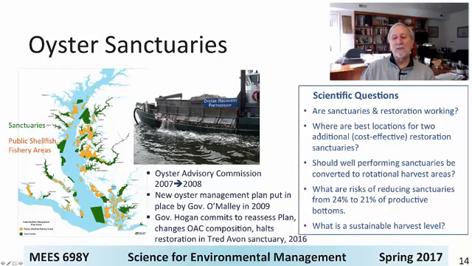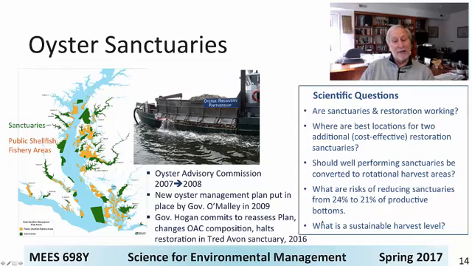And now we're looking to determine where the best locations for 2 additional sanctuaries should be in the lower bay, probably the lower Maryland Bay. And how should well-performing sanctuaries be converted to rotational harvest areas? This is something the watermen want. And what are the risks of reducing sanctuaries? We had an initial concept that between 20 and 30% of the productive bottom should be in sanctuaries. We're now at 24. We have a proposal from the government to reduce it to 21. Is this an acceptable or unacceptable risk?